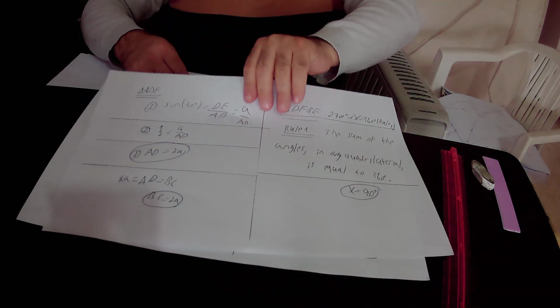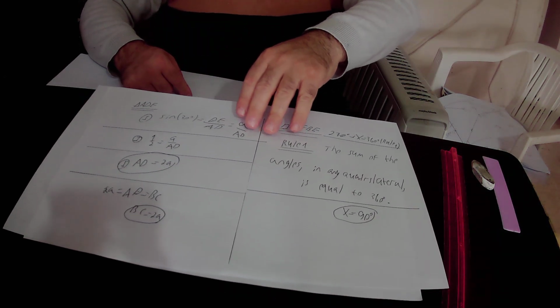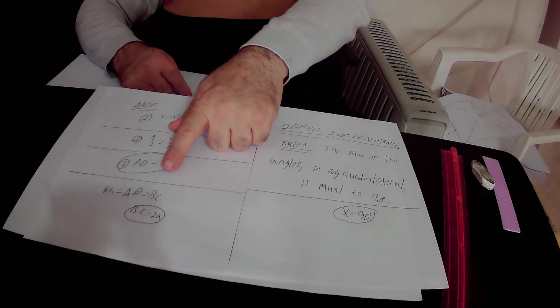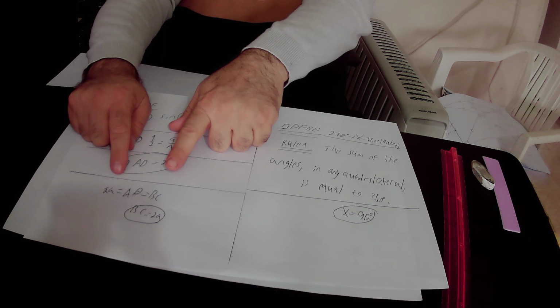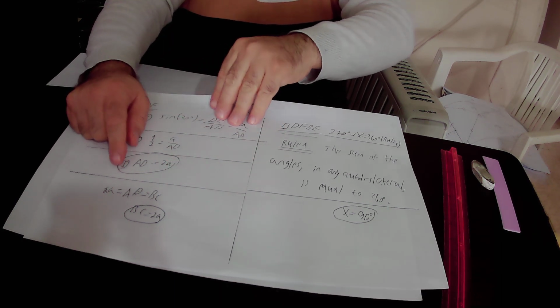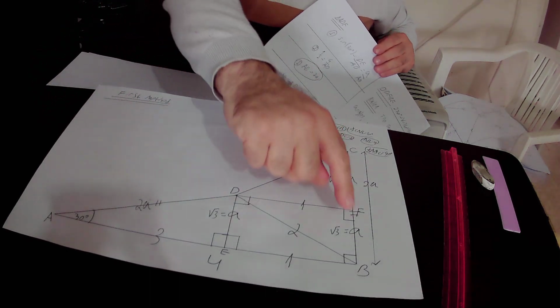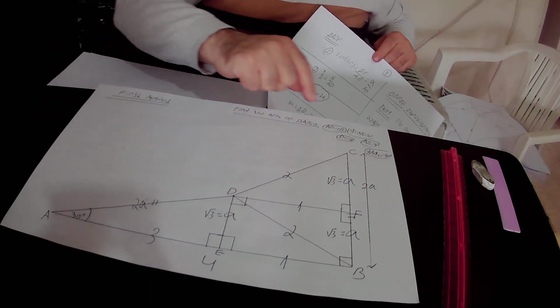But according to what is given in the question, AD equals BC. So from this equation we will derive that BC also equals 2A. So we can write here that BC equals 2A.